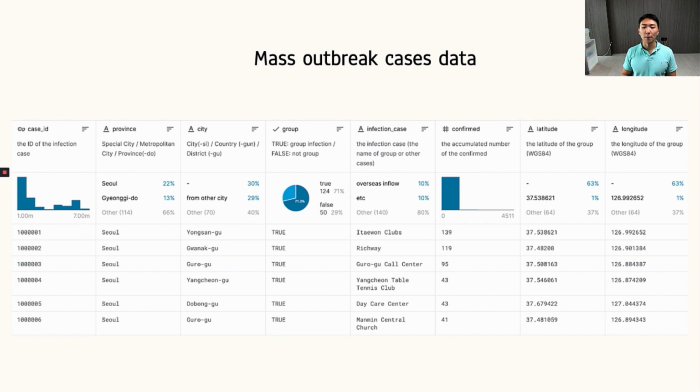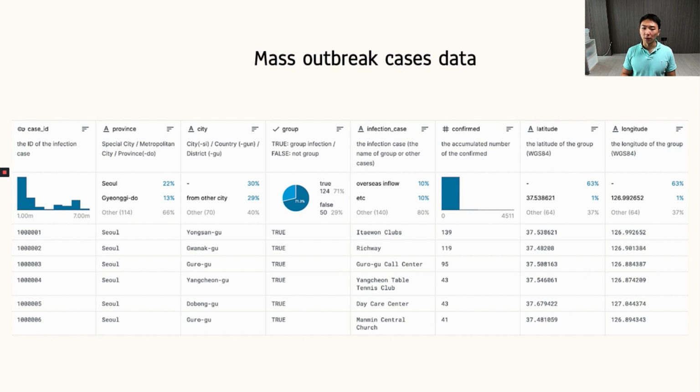Next, we have mass outbreak cases data. It contains information about each COVID-19 mass outbreak case in Korea. Let's take a look at the first entry. In the infection case column, it says Itaewon clubs. We try to make the name of each case self-evident. So from the name, we can tell that the first case broke out at clubs in a district named Itaewon. Under the confirmed column, you can see that the total number of people who got infected is 139.